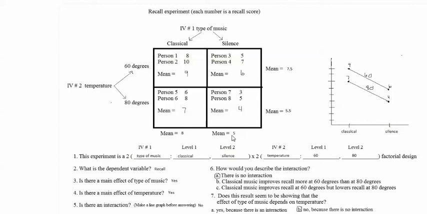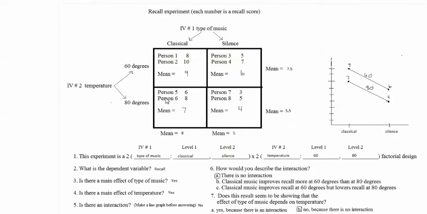These means down here, the column means, and over here the row means, are called marginal means. This mean right here is the mean of all 4 numbers in column 1, the mean of 8, 10, 6, and 8. If you add those 4 numbers and divide by 4, you get 8. Over here, if you add these 4 numbers, 5, 7, 3, 5, and divide by 4, you get 5. This mean over here is the mean of all 4 numbers in row 1. It's the mean of 8, 10, 5, and 7. This number right here is the mean of the 4 numbers in row 2. It's the mean of 6, 8, 3, 5.